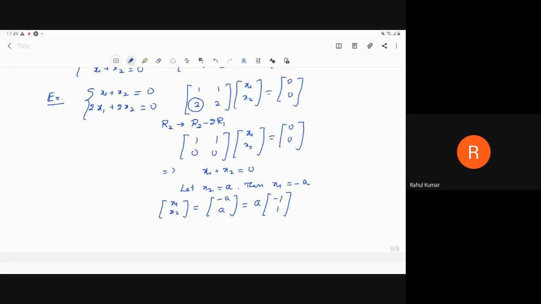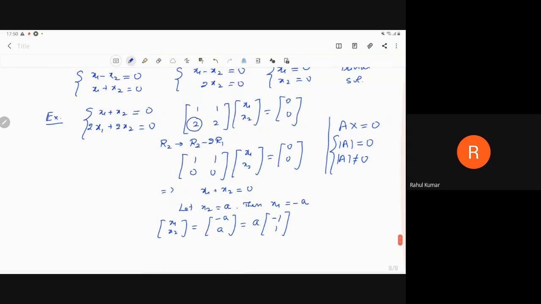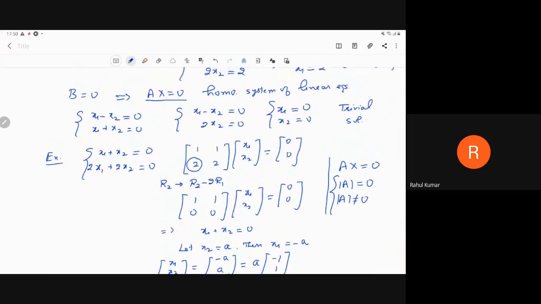So what I'm trying to tell you is that Ax equal to 0 is a homogeneous system. If determinant A is 0, how many solutions? There are two cases: determinant A zero or determinant A non-zero. The non-zero case you can see in the first example, 1 minus 1, 1 comma 1. Here if you find the determinant of A, it is 2, that is non-zero. So you get only one solution, that is the trivial solution.